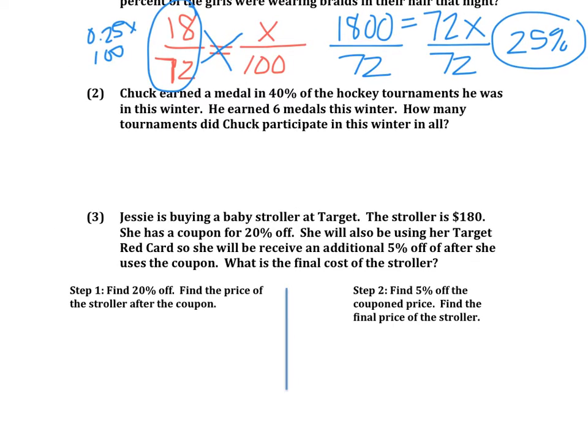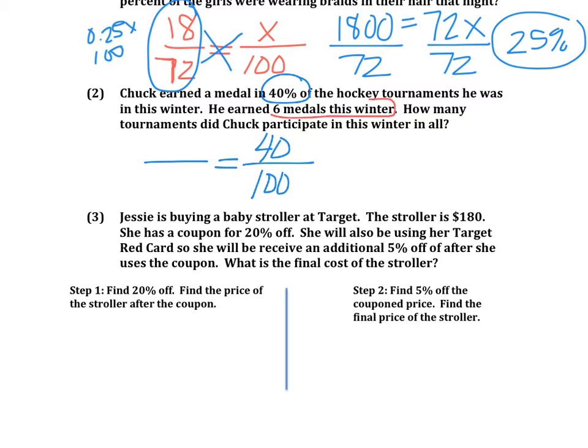Now, number 2 says, Chuck earned a medal in 40% of his hockey tournaments this winter. He earned 6 medals this winter. How many tournaments did he participate in this winter in all? Back to my proportion. If you have a standard percentage problem, it is a good way to solve. It really helps you out with the setup. 100 goes here. And in this case, I was given the percent. That's 40.